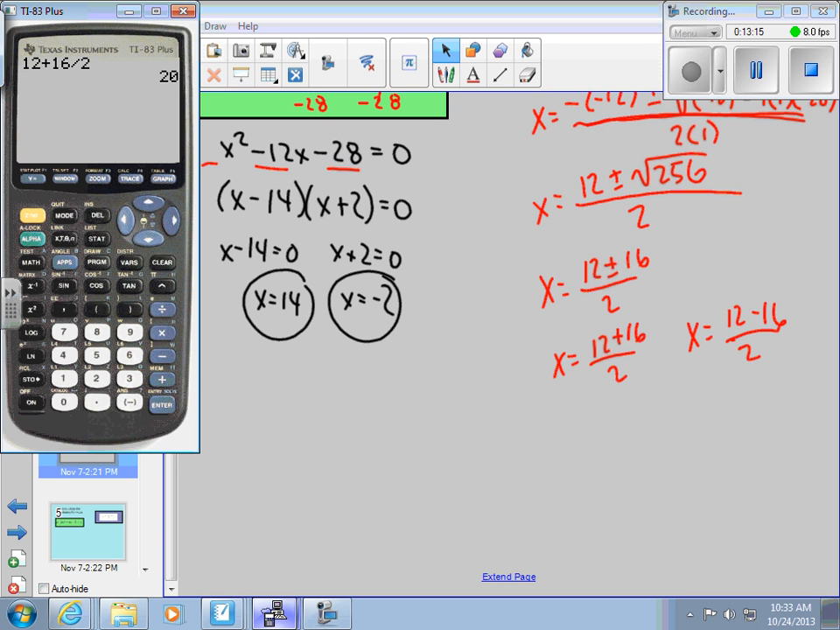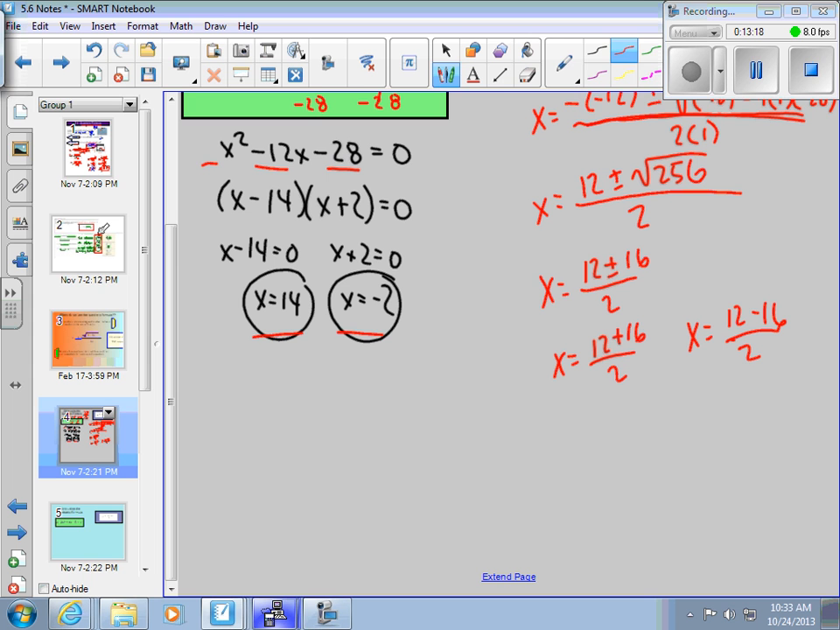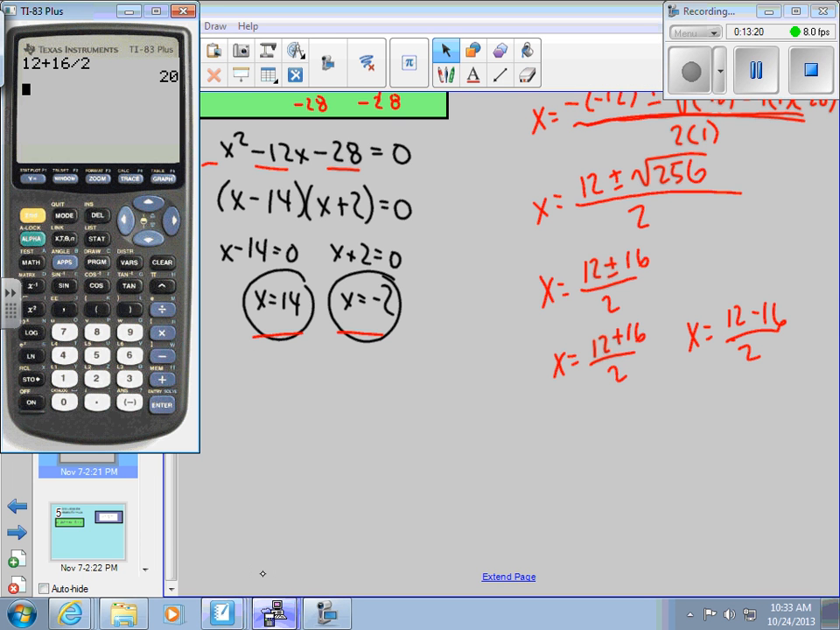Is 20 one of our answers we got before? No. And the reason we get the wrong answer here is because we want to add that top first before you divide. If you enter it like this on your calculator, it's going to take 16 divided by 2 first and do order of operations, then add 12. So if you're going to enter it all as one step, you got to make sure you put parentheses around 12 plus 16, divided by 2, and you get the answer. It'd probably be just quicker to hit 12 plus 16, hit enter, and then hit divided by 2, and you get the same thing. But one of our answers should be 14 here.